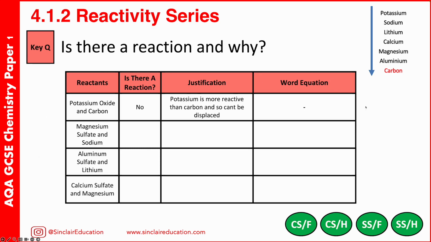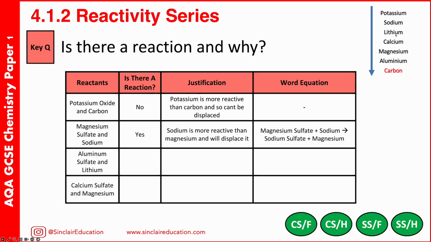In the next one though, we've got magnesium sulfate, so magnesium's here, and we add sodium. Now here there will be a reaction because sodium is more reactive than magnesium, and so it can displace it. So we'll write our equation. We'll have magnesium sulfate and sodium going in, and now our sodium and magnesium will swap places, so we'll have sodium sulfate and magnesium coming out. In the next example, we've got aluminium sulfate, so aluminium's here, and we add lithium.